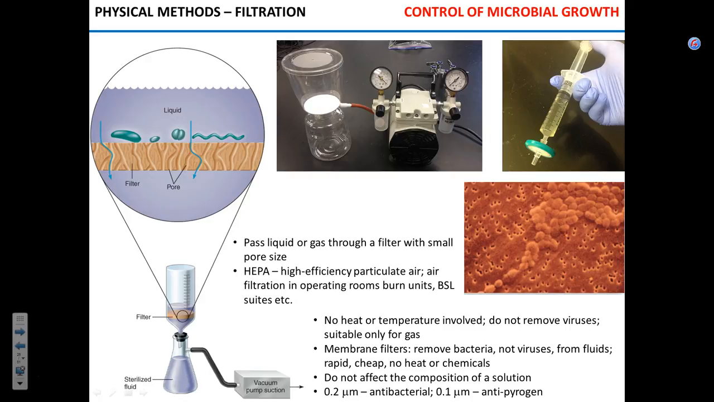Filter works on a very basic concept. You have pores that are too small for microbial cells to penetrate through, right? And the smaller the pores, the better the filter. So the filtration system in BSL-4 takes care even of the viruses. The filters that are used for liquids are usually not sterilizing, because the viruses can pass through. But the main problem, so when do we use those filters?